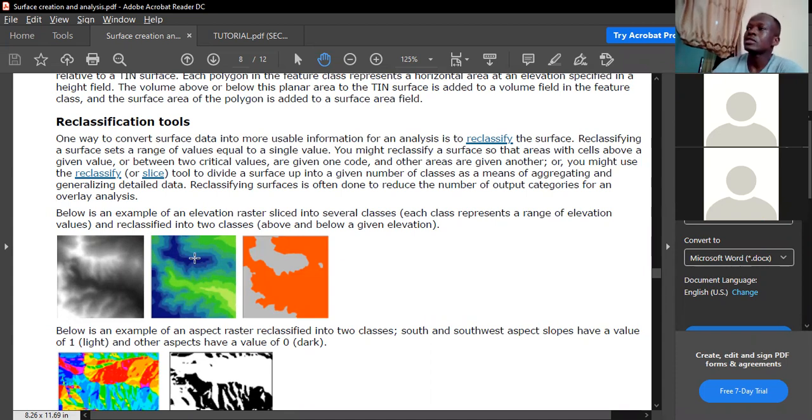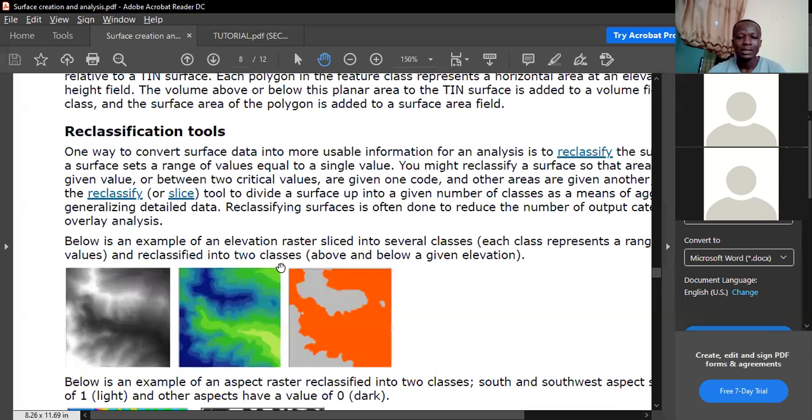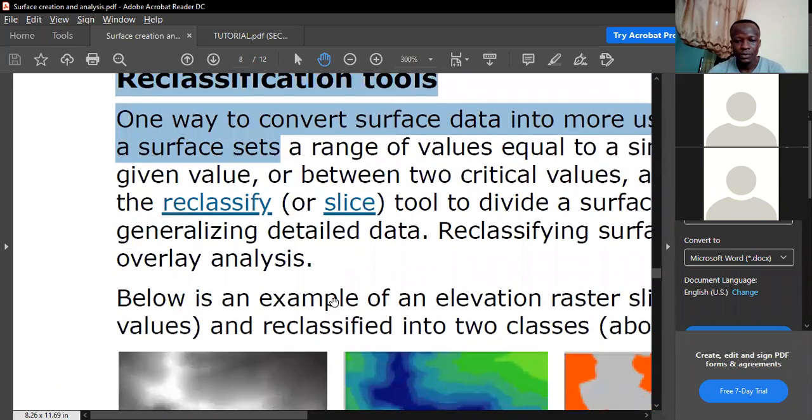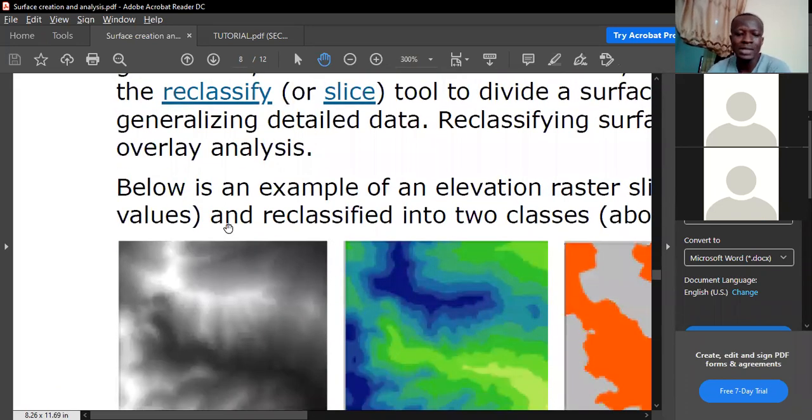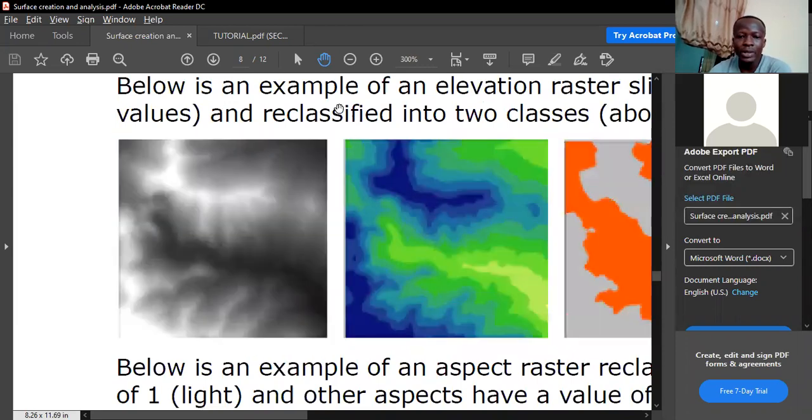Now, what if you decide to classify the values so that instead of 0 to 100, you have 0 to 20 as one class, 20 to 40 as another, like what we do in statistics. The same thing can happen here. So in this example, we start with this surface and then we reclassify it into about 1, 2, 3, 4, 5 or 6 classes. Are you okay?